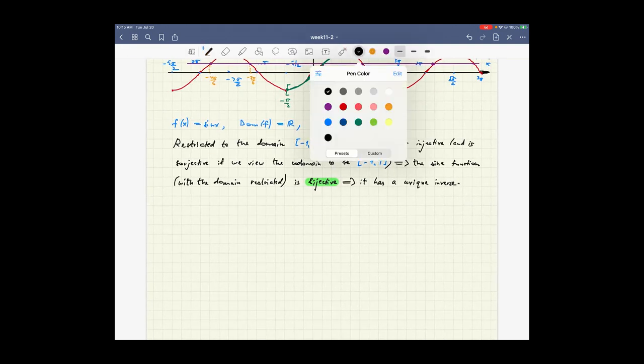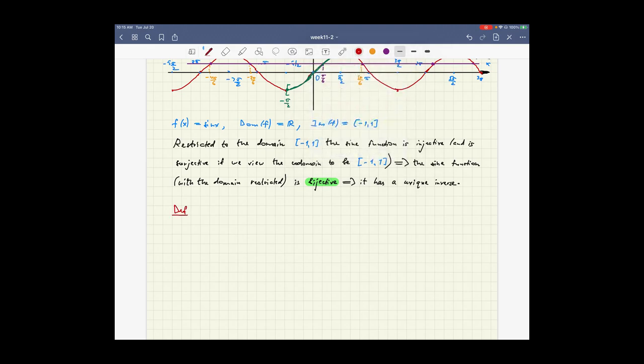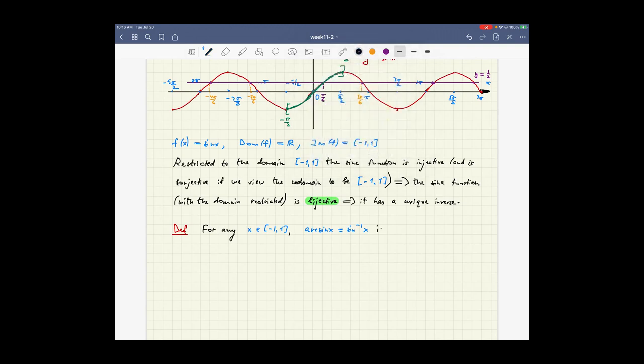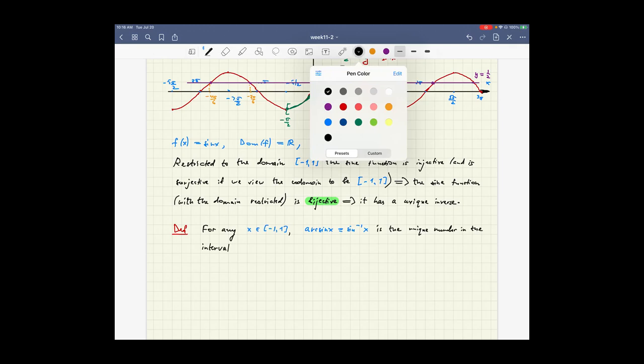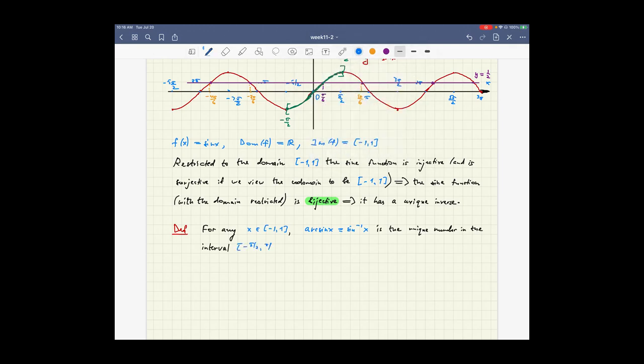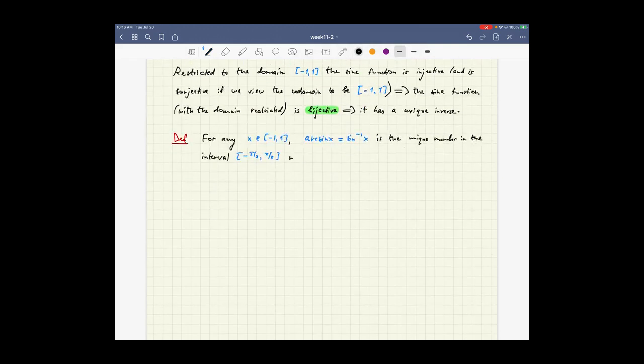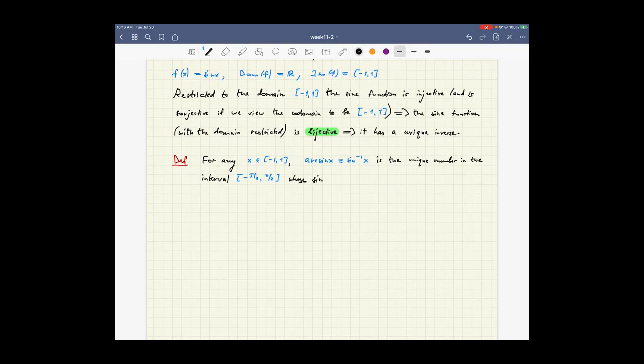So the definition is very simple. For any x in the interval -1, 1, arcsine x, which is the same as sine inverse x, I prefer the notation arcsine, the inverse sine of x, is the unique number in the interval -π/2, π/2, whose sine equals x.